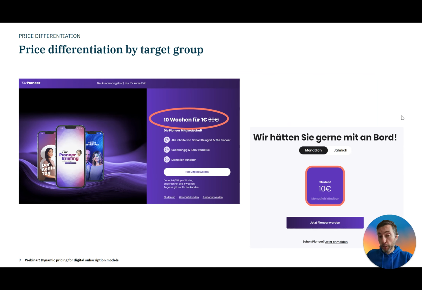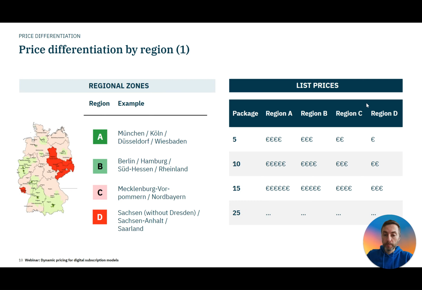Of course, you can differentiate by target group. At The Pioneer, the regular subscription price is €25 per month. On the left-hand side, you see a recent offer for new customers. On the right-hand side, you see a special offer for students, which is only €10 instead of €25.